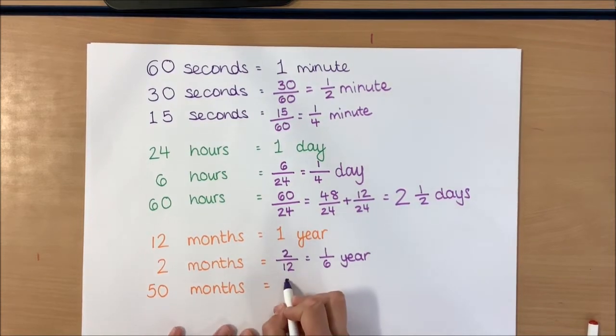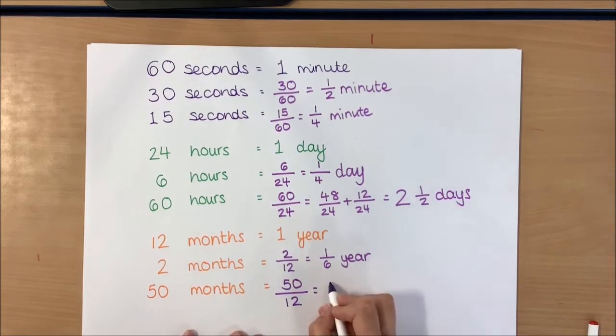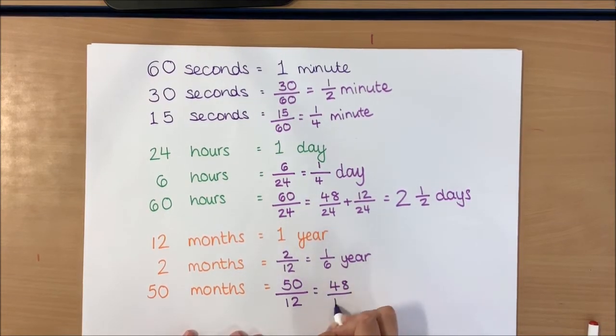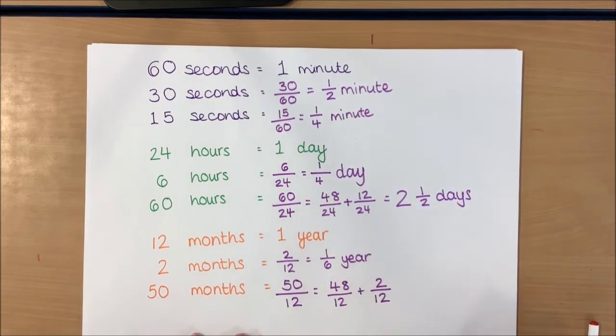50 months. How many years? Well, it's 50 months out of a possible 12. I know that 48 is the closest multiple of 12. So we can split that into 48 twelfths and 2 twelfths. That's 4 whole ones.